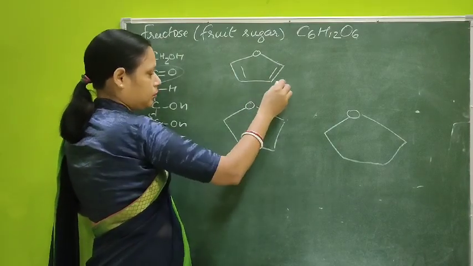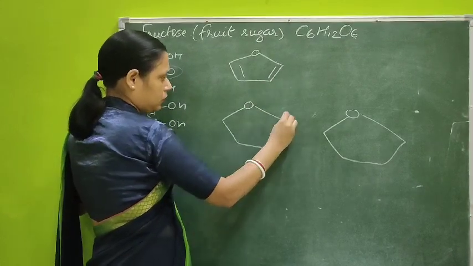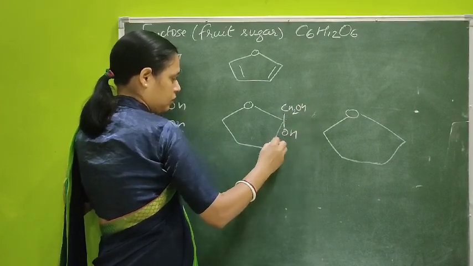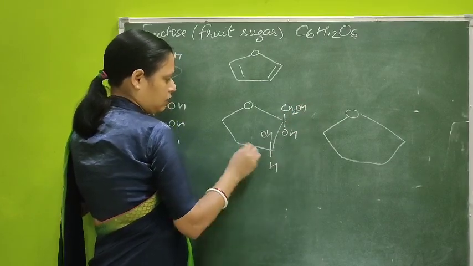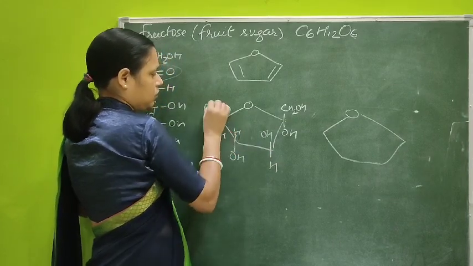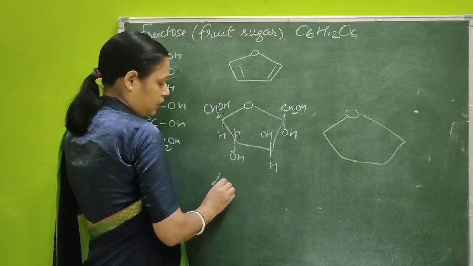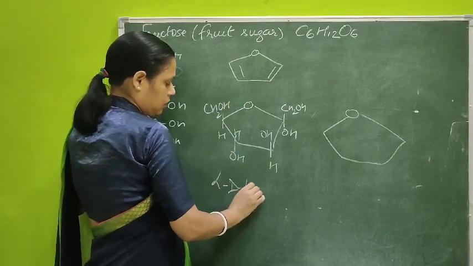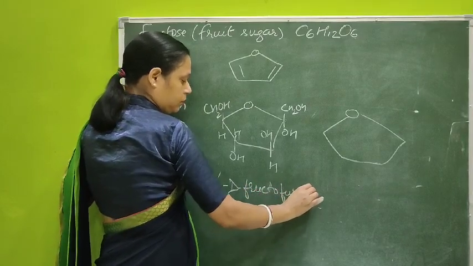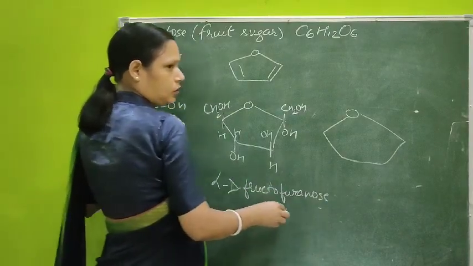In this you will see. Okay, for this I will draw CH2OH, OH, OH, H, H, OH, H, CH2OH. This is the alpha D fructofuranose. When the structure was like pyran it was pyranose, and when the structure is like furan it is furanose.